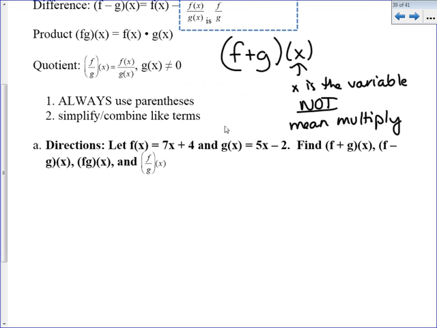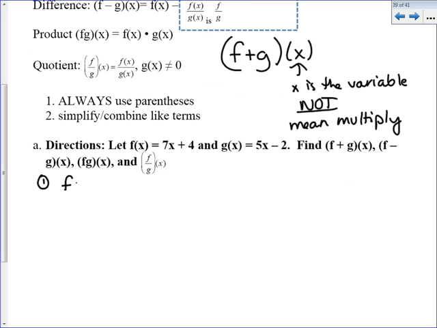So what's going to happen in these problems is you're going to be given some functions. So here we have f of x equals 7x plus 4, and g of x equals 5x minus 2. We want to find f plus g of x, f minus g of x, f times g of x, and f divided by g of x. So let's just start with the first one.